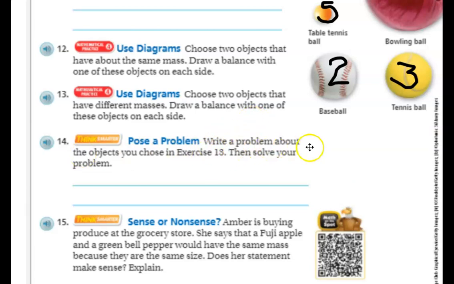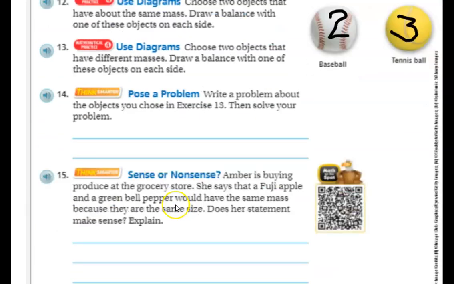And then pose a problem. Write a problem about the objects that you chose. Then solve your problem. Okay, so that could be like, is the mass of the fork more than or less than the mass of the drinking glass? And then you could solve it by saying the fork has less mass than the drinking glass.